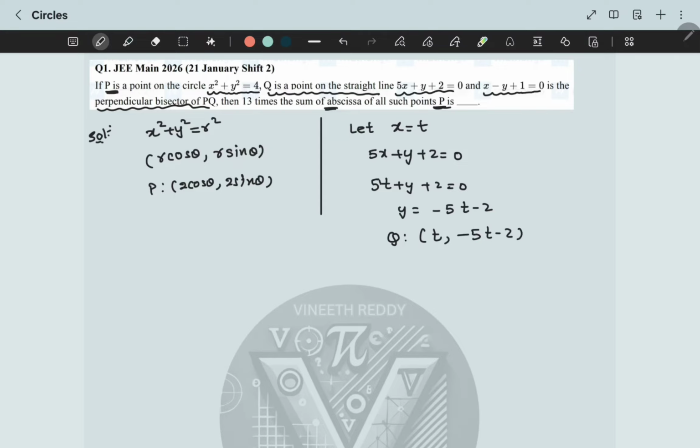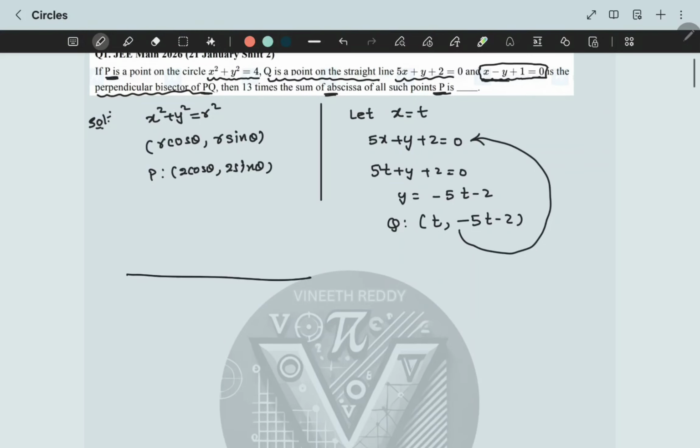Dear students, you can try for different values of t. This point will definitely satisfy this equation. You can verify it yourself. Now we have P and Q, and he is telling that this line x minus y plus 1 equals to 0 is the perpendicular bisector of PQ. Acha, let us see that also. Now let us say this is P, this is Q. Now perpendicular bisector of PQ will be perpendicular to PQ as well as it will pass through the midpoint. So we have two unknowns, theta as well as t, and we have two equations. So two unknowns and two equations, logically it can be solved. So this question can be solved.